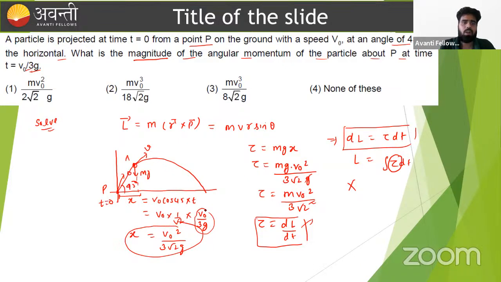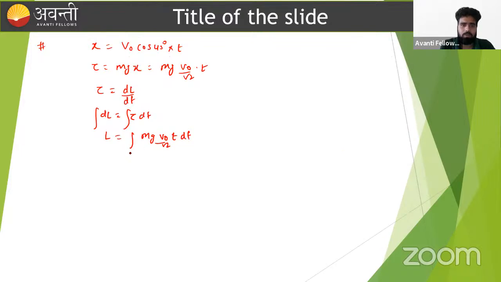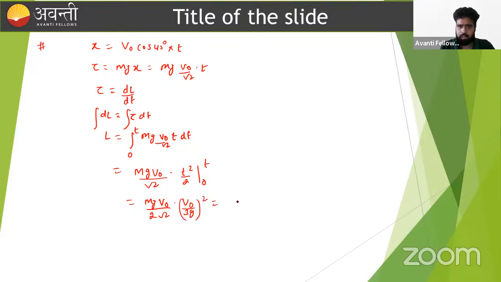And if we want to calculate the value of angular momentum from 0 to t, then we have to put time here. So we get mg v naught upon root 2, and we know that the integration of t dt will become t square upon 2, and put the limits 0 to t. Here if we put the value of the time, we will get the appropriate answer, and I hope the time is given: v naught upon 3g. Okay, so this will become v naught upon 3g square.